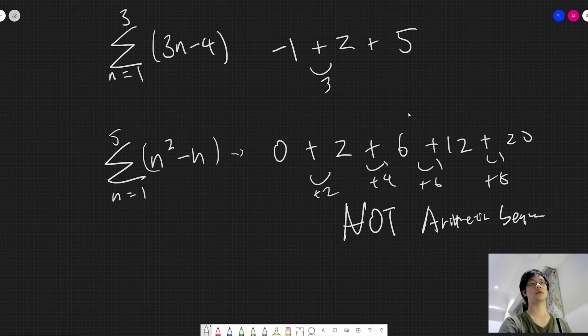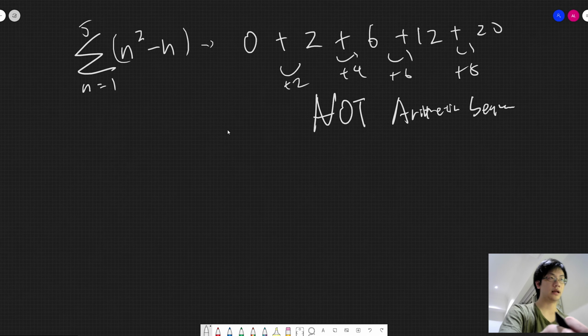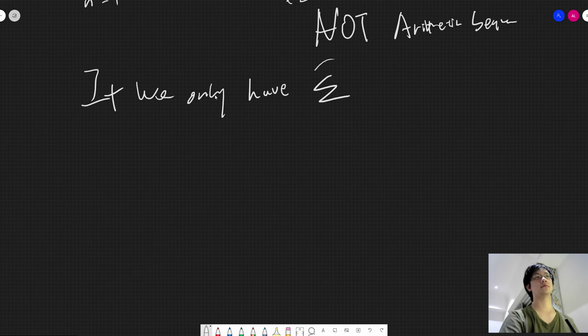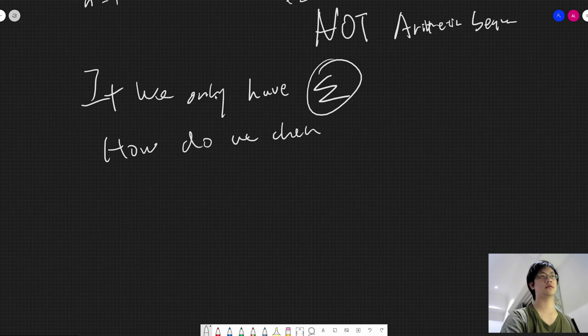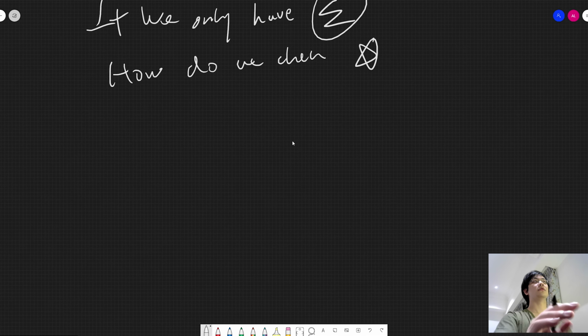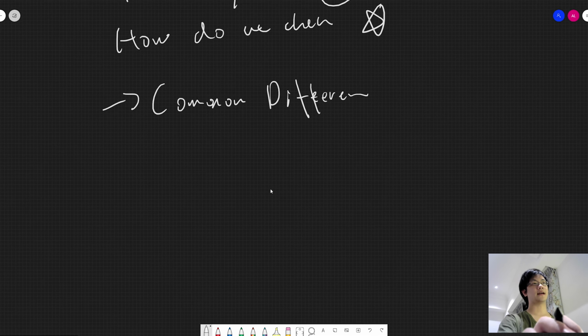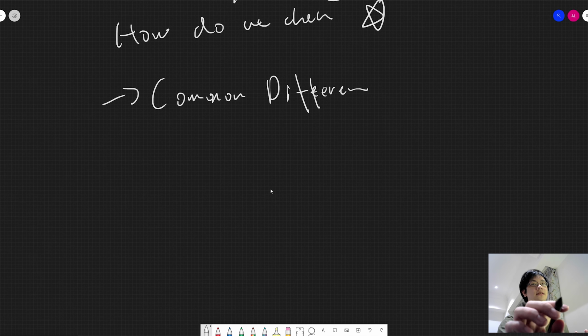Okay, then here's a very good question. If we only have the sigma notation of something, how do we check if something is an arithmetic sequence? How do we check? Very common type of question. Okay, so how do we know? Well, ask yourself, what is the most important thing about an arithmetic sequence? Common difference, right? That's what decides whether it's arithmetic or not. So if I can prove that this thing has a common difference, then I can prove it.